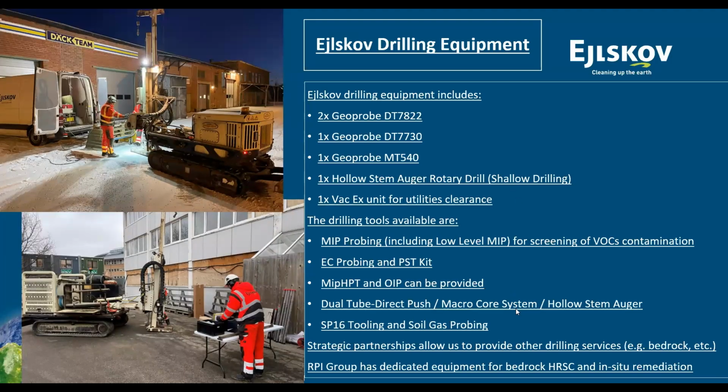So a quick look at what kind of machines and equipment we have at Ejlskov for conducting high resolution site characterization. We have geoprobe machines available. We have 3 large machines capable of reaching 30+ meters of depth, depending on the geology. We have a mini rig that is capable of entering office space if we want to do indoor investigations. We have a tiny little hollow stem auger drilling machine. And most importantly, since we respect the safety standards that many clients have, we decided to invest in a vacuum excavation machine for clearance of underground utilities.